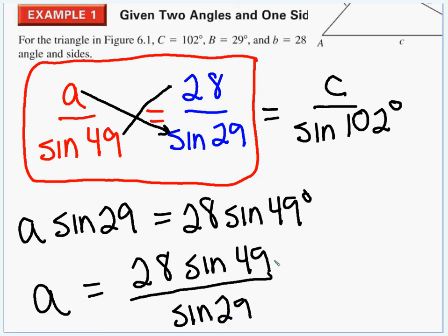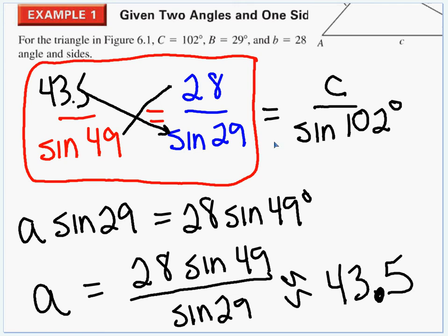So punch that into your calculator. For the numerator, I would hit 49, take the sine of that, times 28 equals, divide by 29 sine, hit equals. Of course, we're going to make sure our calculator's in the right mode. If you do everything right, A is going to be about 43.5. 43.5 for side A. If I wanted to, I could take this A out of there and replace that with 43.5.